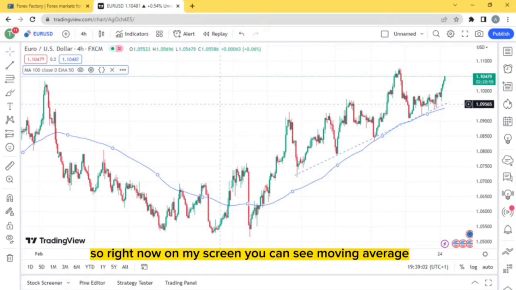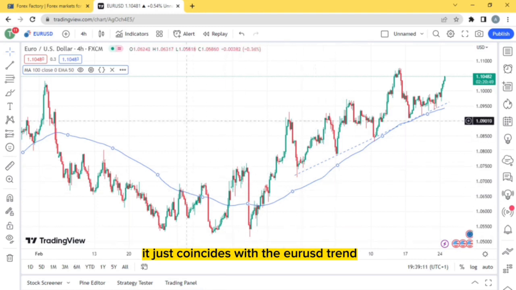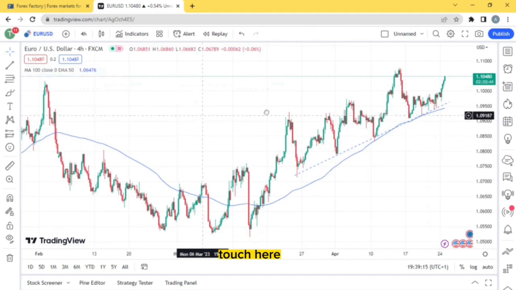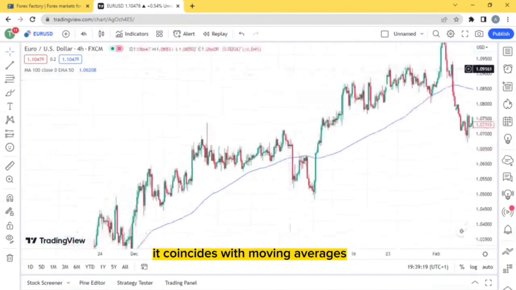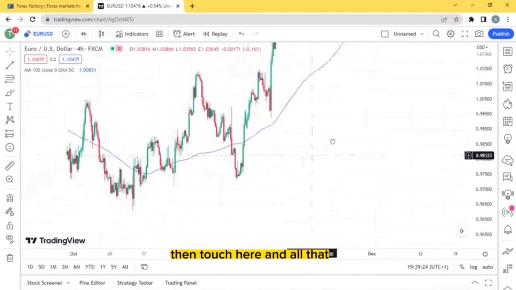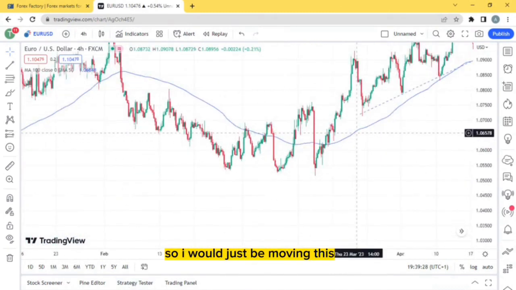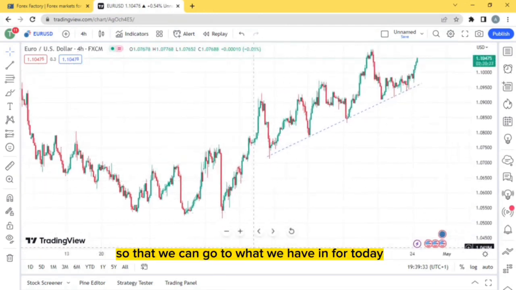So right now on my screen you can see the moving average, that is the exponential moving average, the EMA 100, and you can see how well it just coincides with the Euro USD trend. So the market came to touch here, because it's a pair that loves to trend a lot. So many times it coincides with moving averages over time. We can see a touch here, then touches and all that, but I'm not one that uses the moving average, so I would just be removing this so that we can go to what we have in for today.